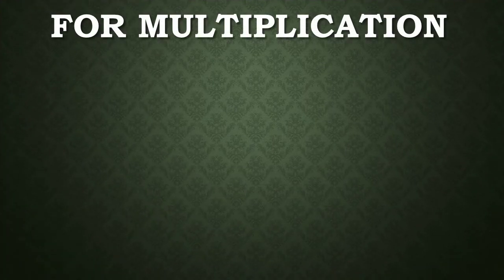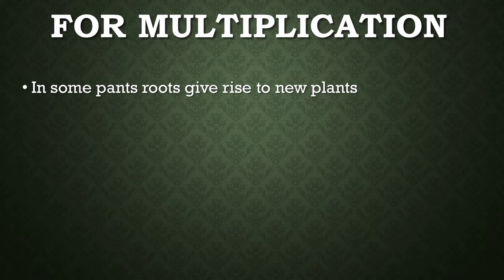For multiplication, in some plants, roots give rise to new plants. For example, in dahlia and asparagus, roots give rise to new plants.